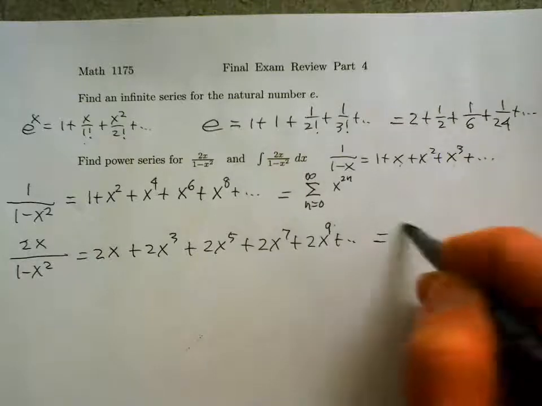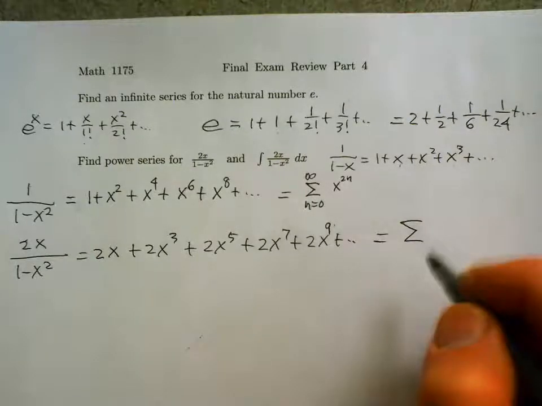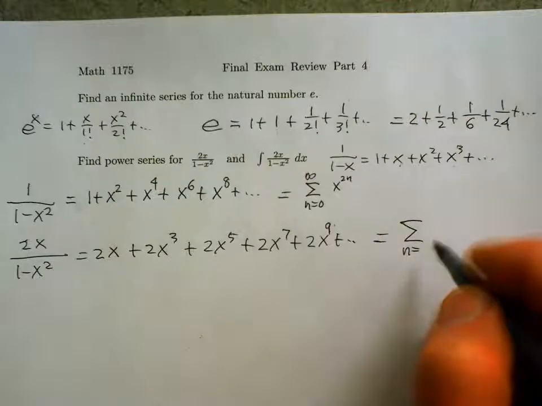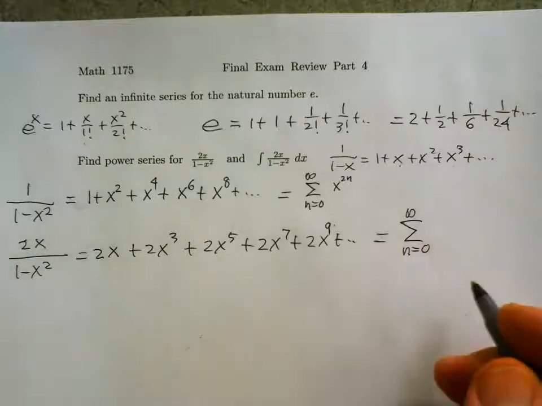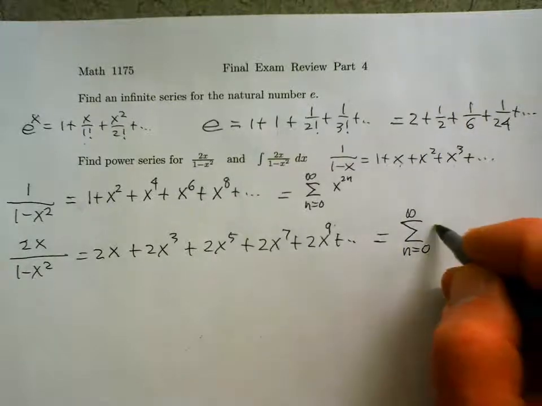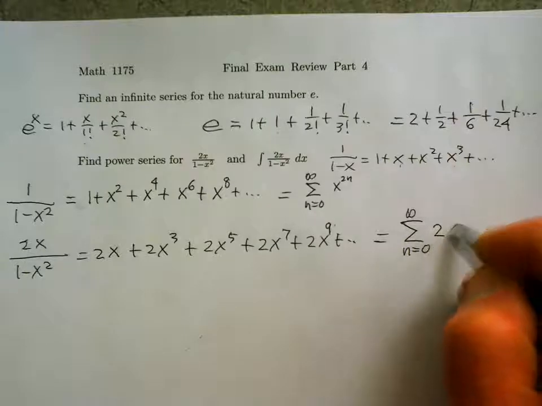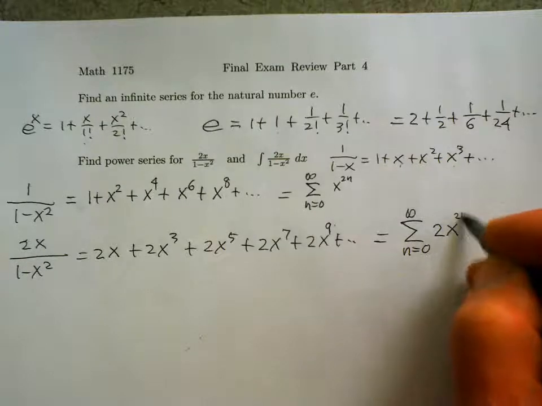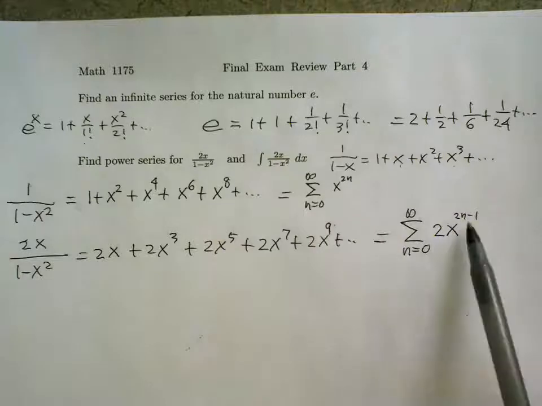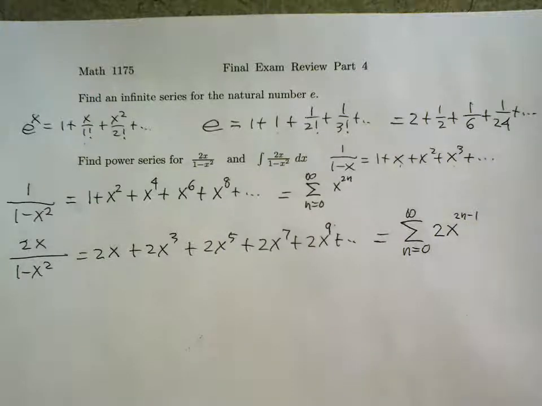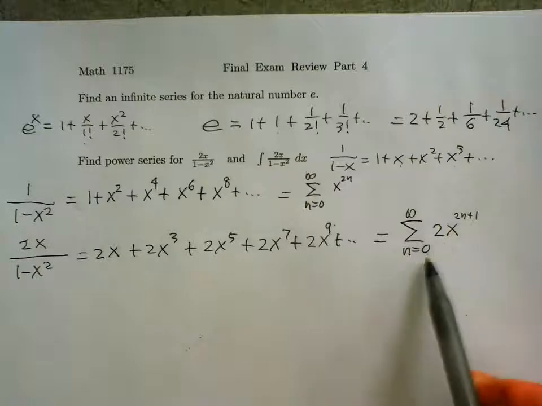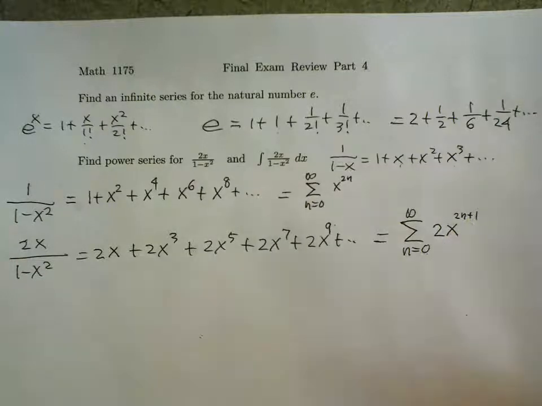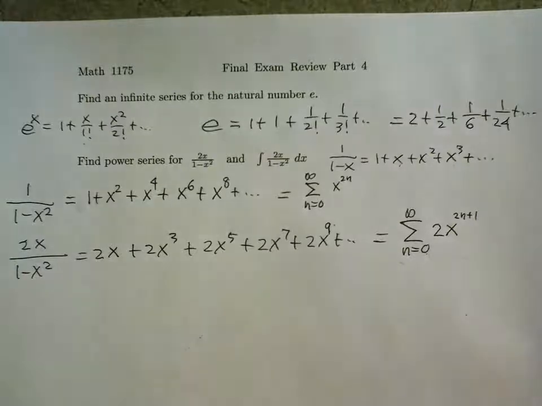So in sigma notation, you can write this n from n equals 0 to infinity. 2 times x to the 2n minus 1. That's not what I want. I want 2n plus 1. Because when n is 0, I get x to the first. When n is 1, I get x to the third. Yeah, so that's the sigma notation.